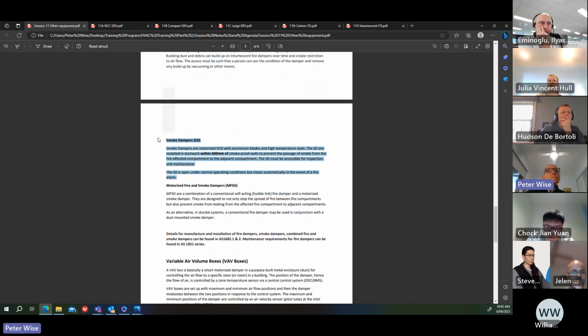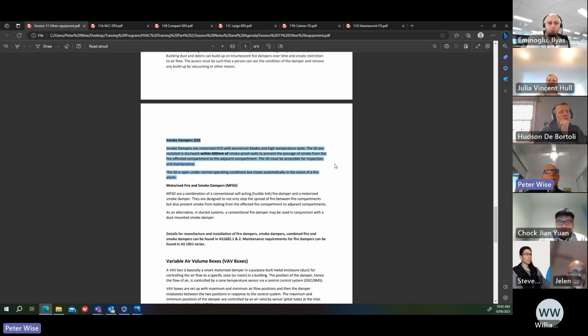Okay, smoke dampers. Depending on the type of building, you might have smoke compartments in the building, and if a duct goes through the wall, you need a smoke damper. Smoke dampers are motorised volume control dampers with aluminium blades and high temperature seals. So it's basically a motorised volume damper, but with seals to prevent leakage.